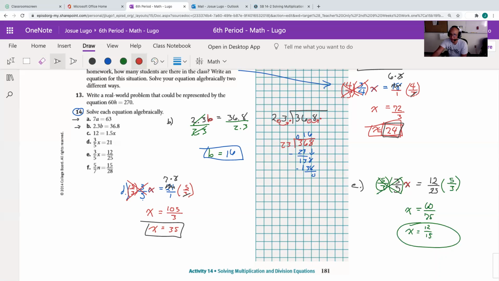Easier way to do this. Remember that 5 times 5 is the same thing as 25. So I can cancel one of those 5s. And all I have left over on top is a 12. And the bottom is a 5 times 3, which is 15. Same answer. That's what I got down here.